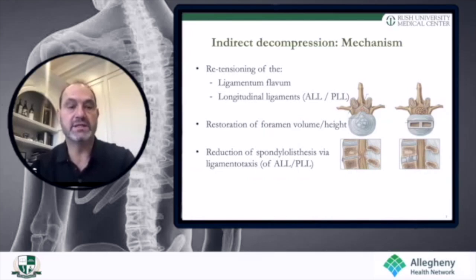By distracting the disc, we get retensioning of the ligamentum and also the ALL and PLL, which will open up the spinal canal. The distraction of the disc will restore the foraminal volume and height. And also when there's a subtle listhesis, often with the distraction of the disc space, this will reduce via ligamentotaxis and tend to widen the canal foraminal dimensions as a result.